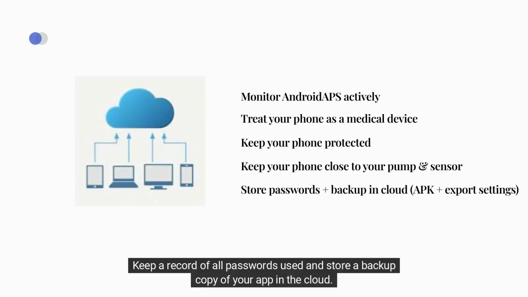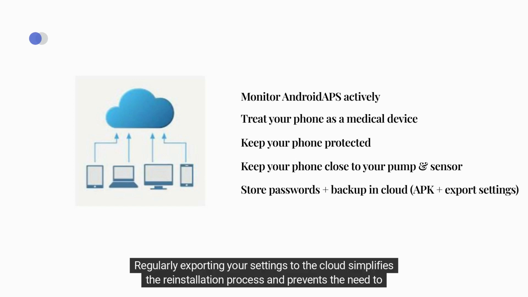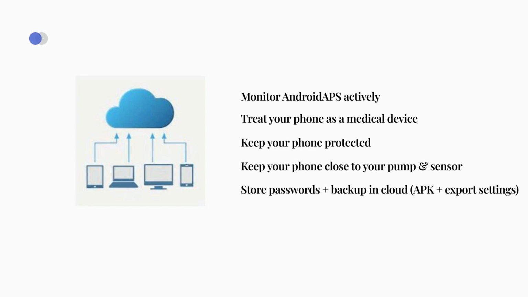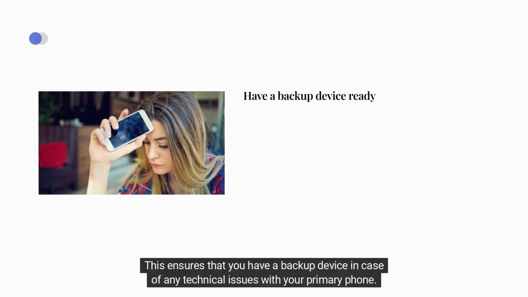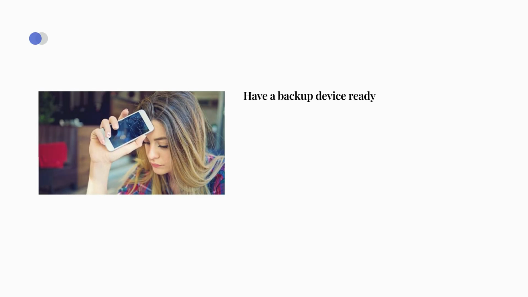Keep a record of all passwords used and store a backup copy of your app in the cloud. Regularly exporting your settings to the cloud simplifies the reinstallation process and prevents the need to redo all your objectives. It's advisable to have a spare mobile phone available for emergencies. This ensures that you have a backup device in case of any technical issues with your primary phone.